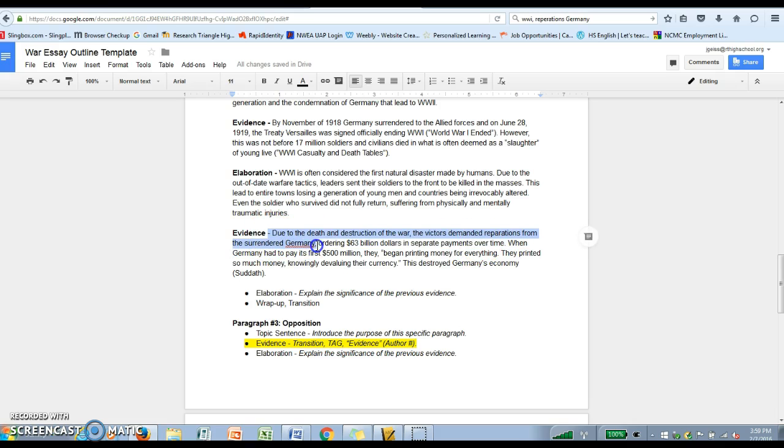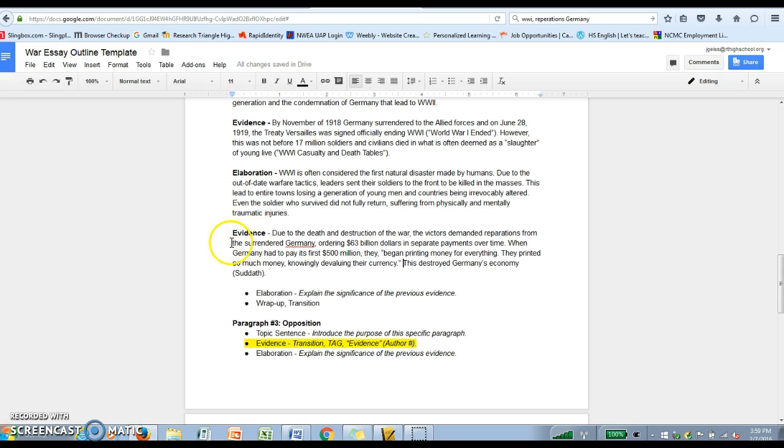So this part of the evidence is a transition from the last piece of evidence and elaboration. Then it goes into its new facts, where it discusses how much money was demanded from Germany, and what happened when they had to pay all of that money.